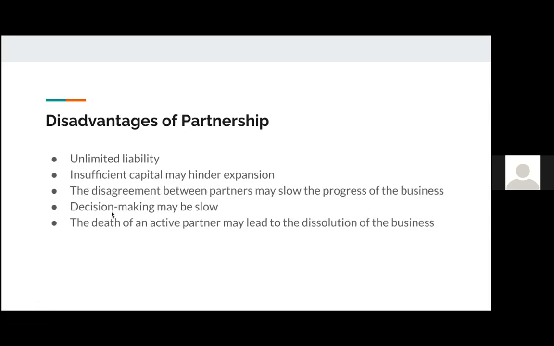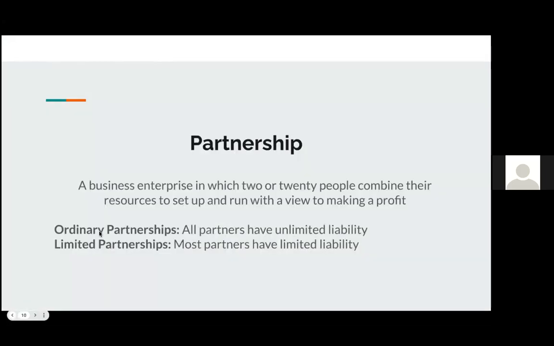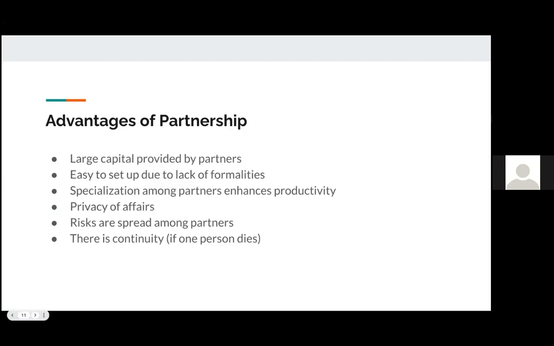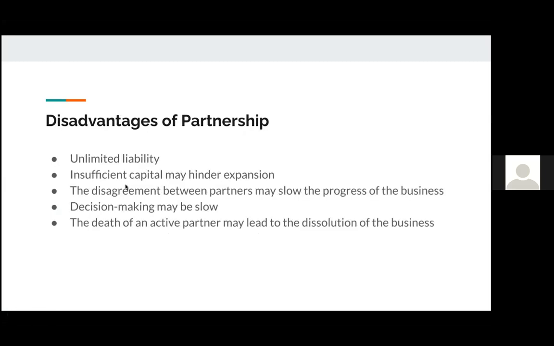On the flip side, let's look at disadvantages. Like I said earlier on, there would be unlimited liability in the partnership, especially the ordinary partnership that I mentioned earlier. And like I said, if the business runs into debt, they could take all the money of the business, but then also the money of the partners that was not even involved in the setting up of the business.